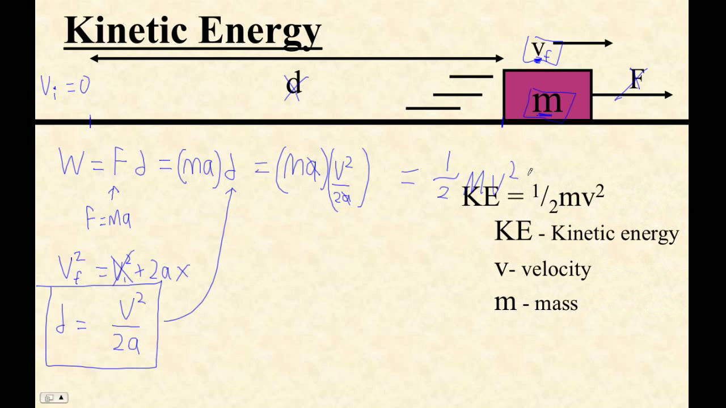This is the formula all fancy and written out there. This is the kinetic energy in joules, velocity in meters per second, and mass needs to be in kilograms. You might want to pause here. Write that down. Draw the pig's nose there.